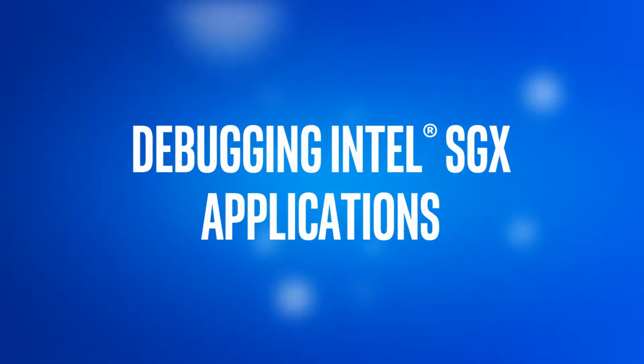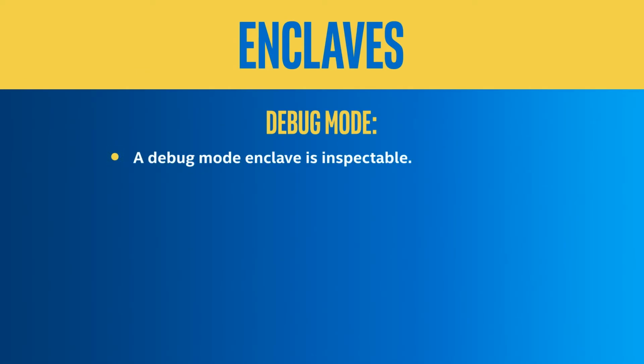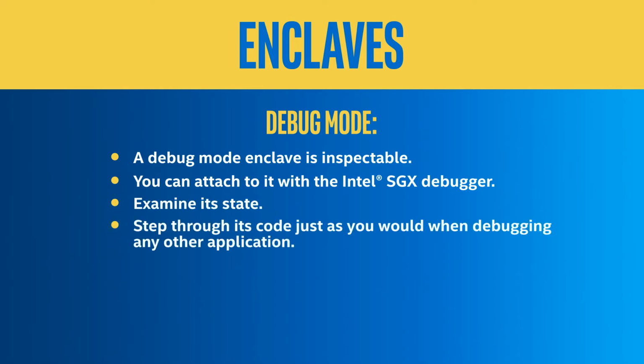In this video, we're going to discuss debugging Intel Software Guard Extensions applications. Intel SGX enclaves can be built in debug mode or in release mode. A debug mode enclave is inspectable. You can attach to it with the Intel SGX debugger, examine its state, and step through its code just as you would when debugging any other application.